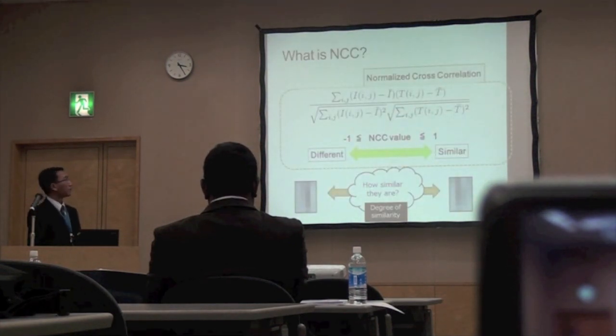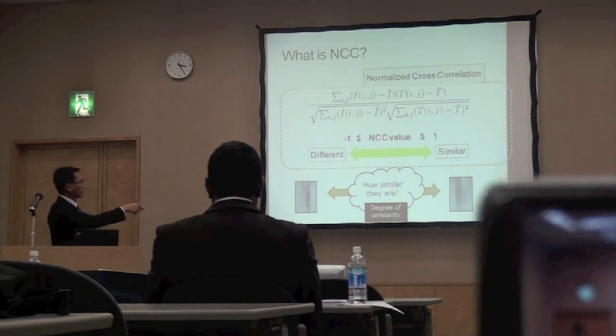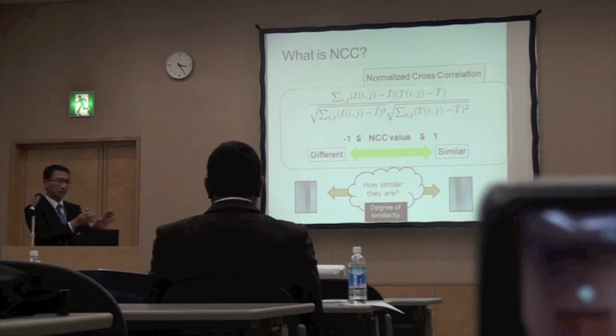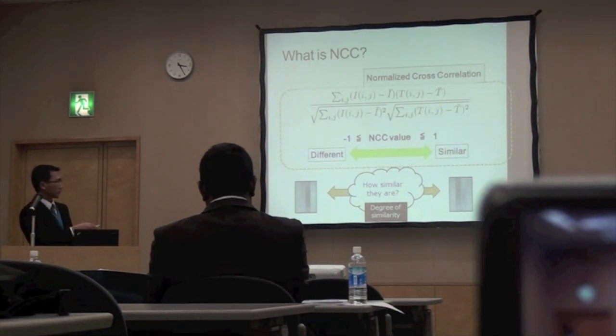Some of you might already know NCC better. Here is the formula of NCC, and the basic thing is that if the NCC value is near -1, it means that both images are probably different. But if the NCC value is near +1, it means that both images look alike or might be similar.